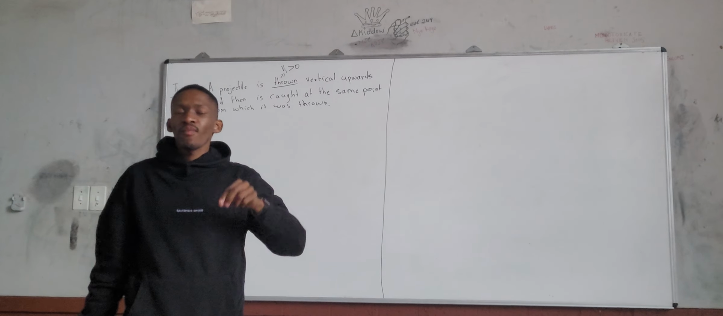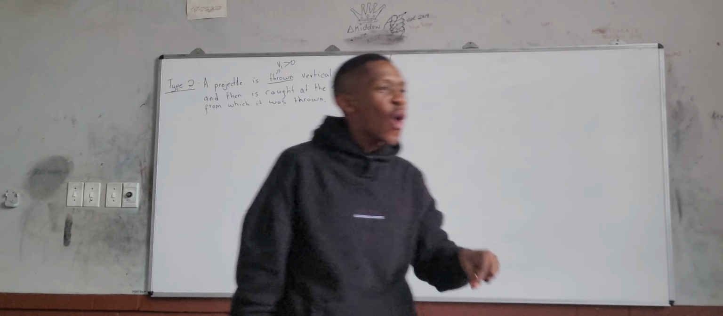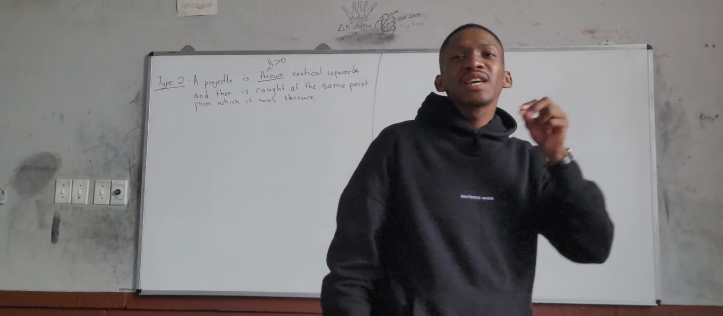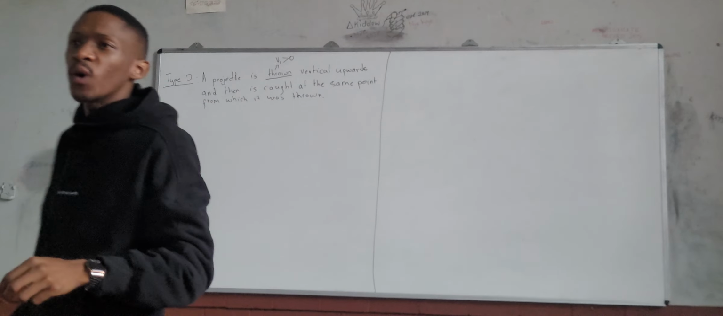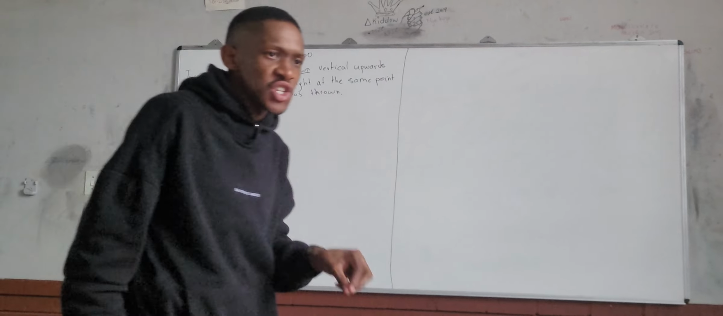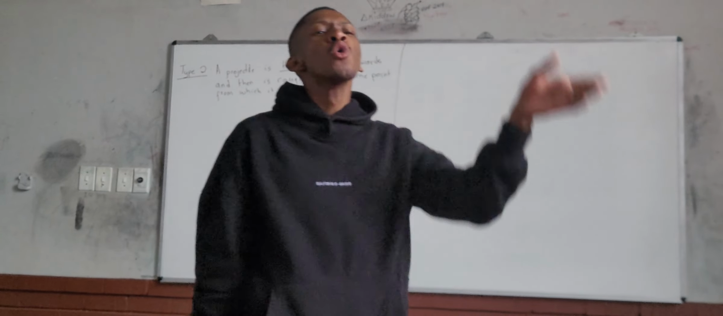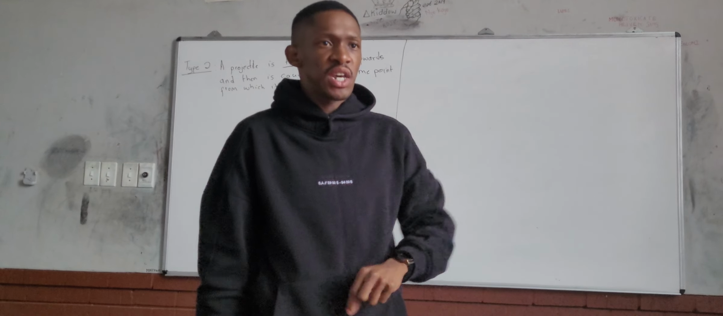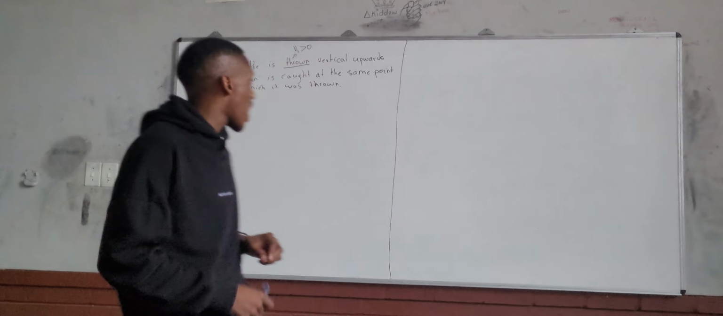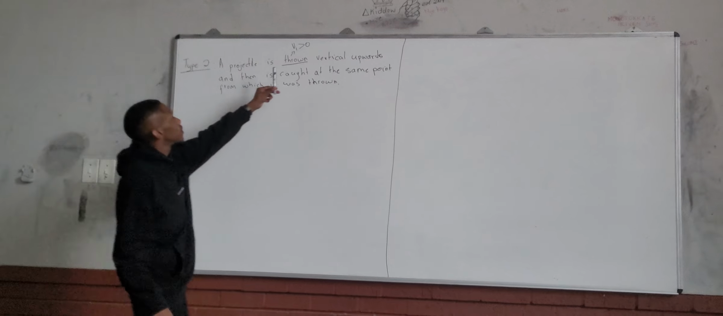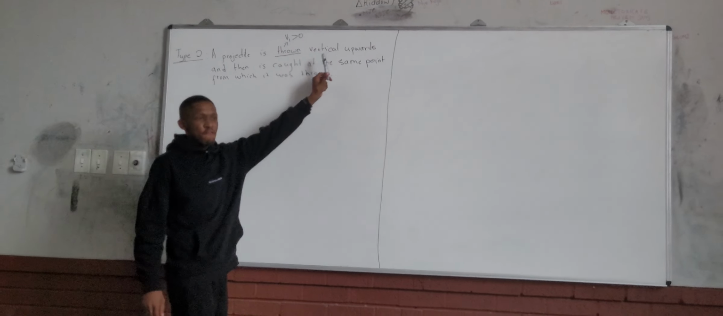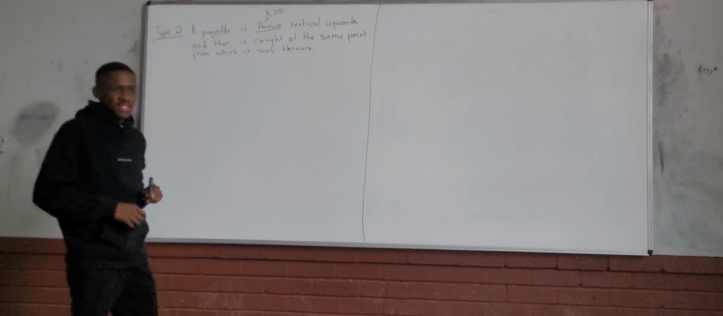Draw a trajectory. Remember, a trajectory is a sketch that shows the motion of the object. Again, it was thrown vertically upwards.